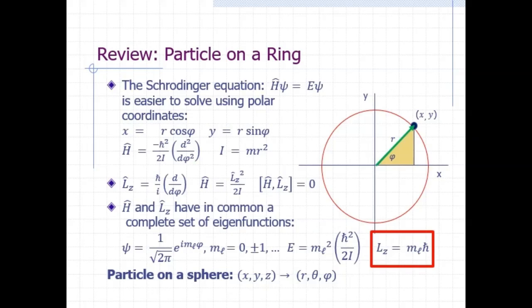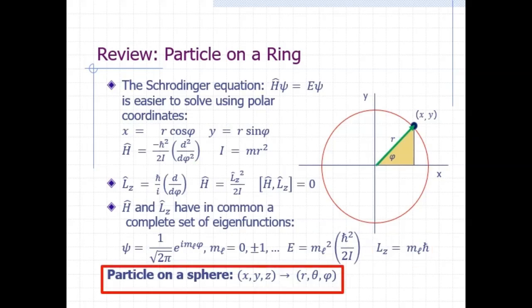In this lesson, we will examine the particle on a sphere, which is just the three-dimensional version of the particle on a ring. Just like for the particle on a ring, it is convenient to do a transformation of coordinates to describe the particle on a sphere. Since we're dealing with 3 dimensions, we need one more coordinate. We replace the Cartesian coordinates x, y, z by spherical polar coordinates r, theta, and phi.